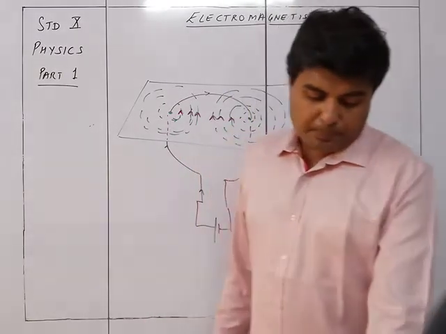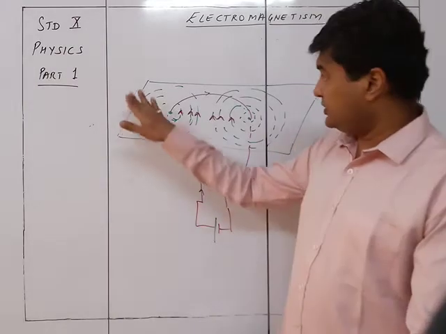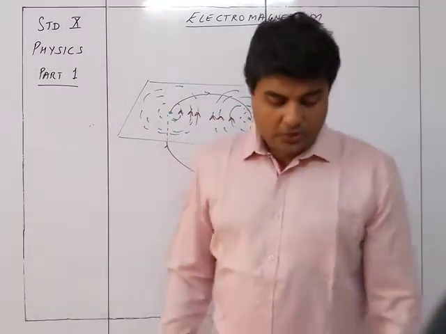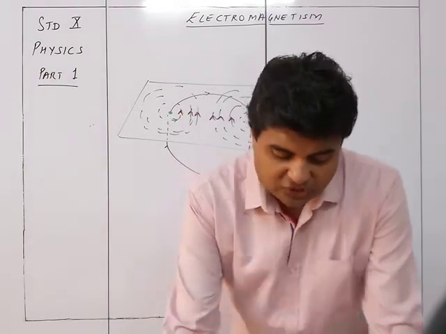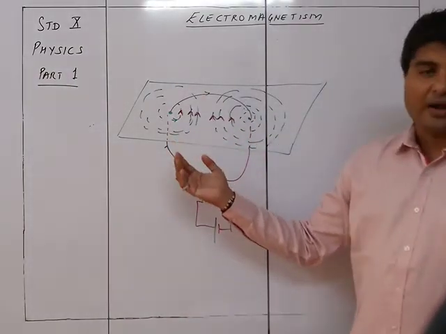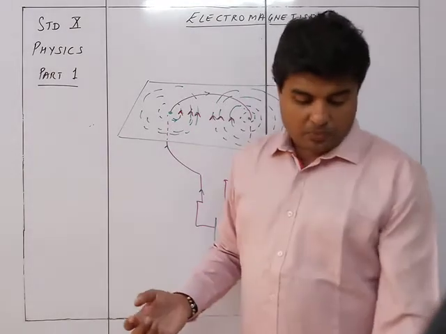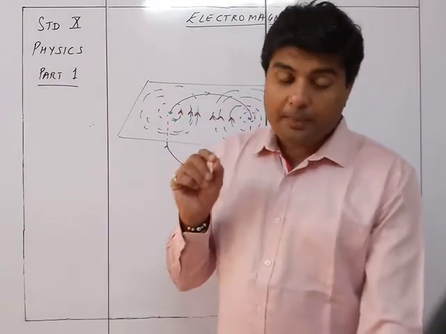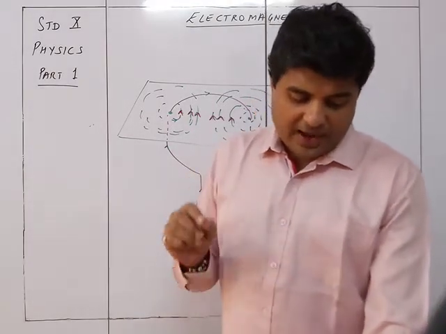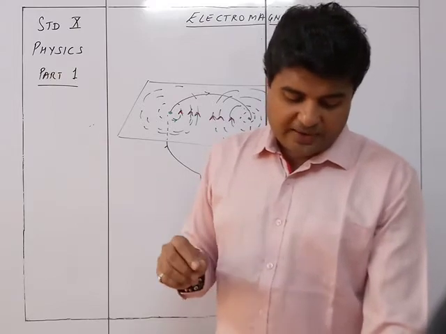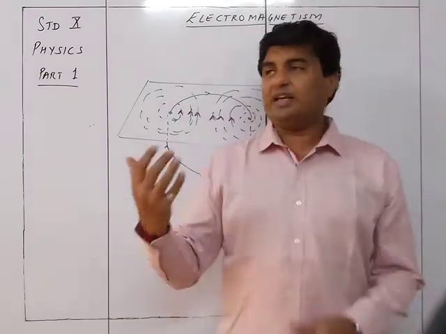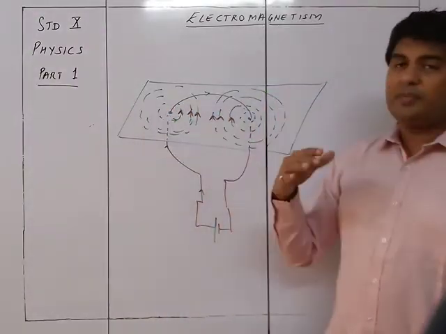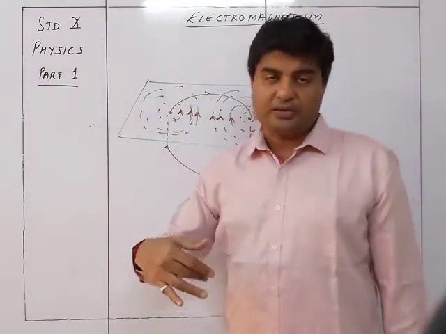So the face behaves as the north pole. This face behaves as a north pole, while the magnetic field lines appear to enter at the front face of the loop, so it behaves as the south pole. Anyway, when you are seeing this, consider this as a sheet which will be having a north pole at the top and south pole at the bottom.